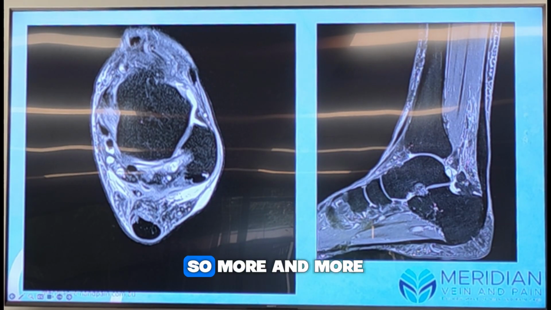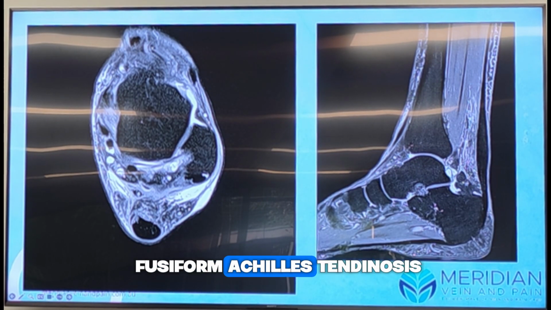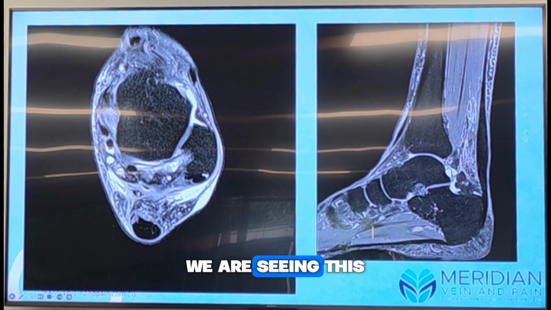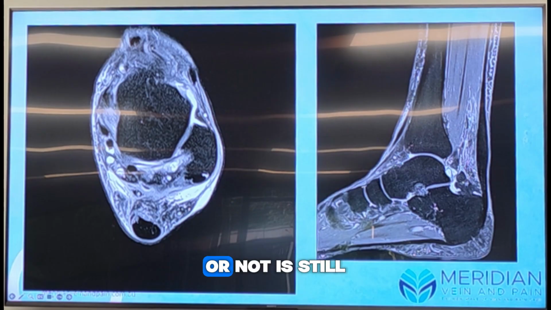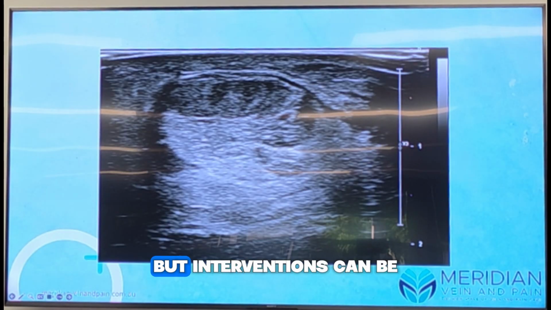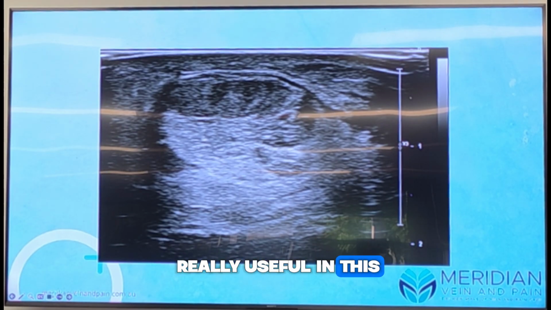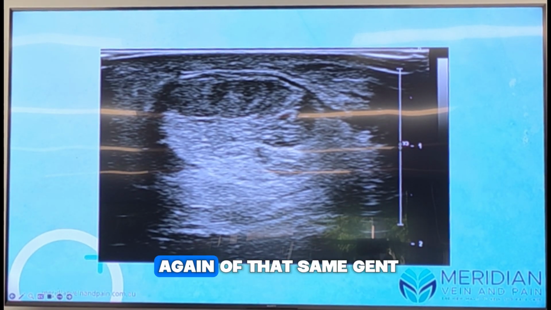So more and more with fusiform Achilles tendinosis, we are seeing this. Whether it's a huge cause of fusiform mid-portion Achilles tendinosis or not is still to be worked out. But interventions can be really useful in this. So here's the ultrasound again of that same gent.